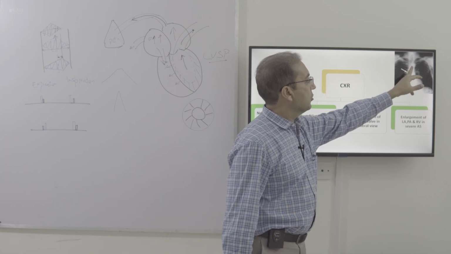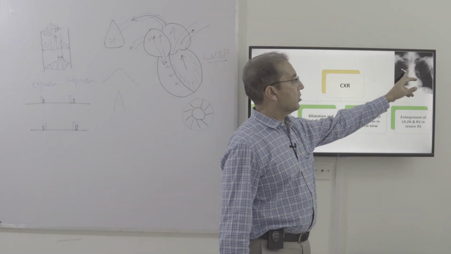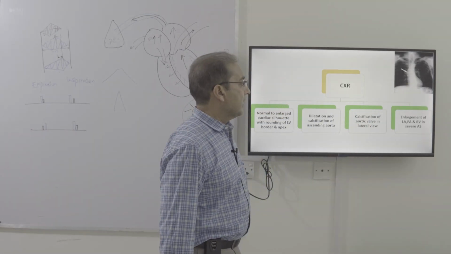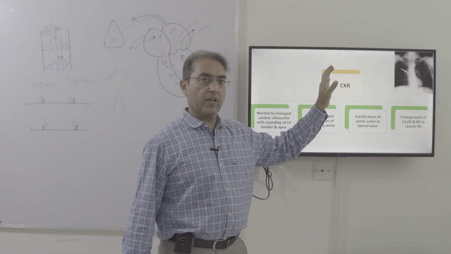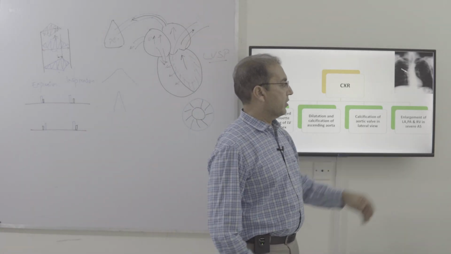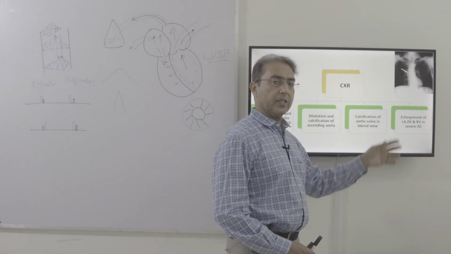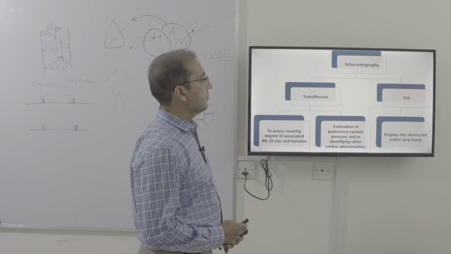You may see dilatation of the aorta. There may be calcification of the aorta, there may be dilatation of the aorta. And then in the lateral view, sometimes we can see calcification of the aortic valve in degenerative aortic valve disease. There may be enlargement of the left atrium, pulmonary artery, and right ventricle in cases of severe aortic stenosis.